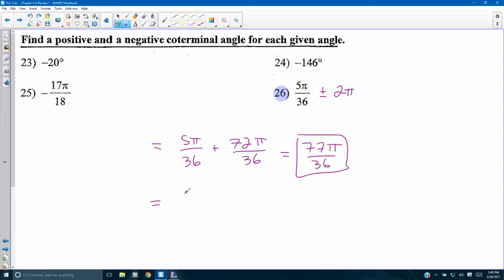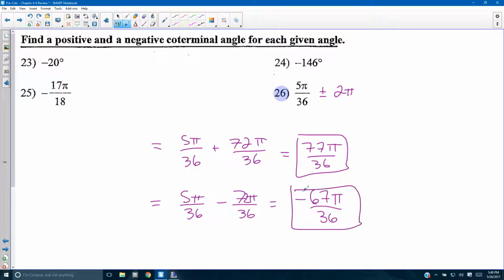Okay, the next one here, 5 pi over 36 minus 72 pi over 36. That's going to be, what, negative 67, I guess? 72 minus 5 is 67. So negative 67 pi over 36, also coterminal. What are those angles in degrees? I don't know, divide by 36 and go to work. There you go. They're coterminal, they're positive, they're negative. That's what we're looking for. We know when we do sine and cosine of that stuff, right? Those are the angles that we get.